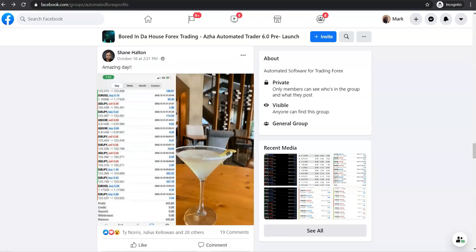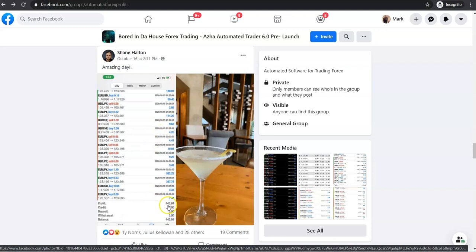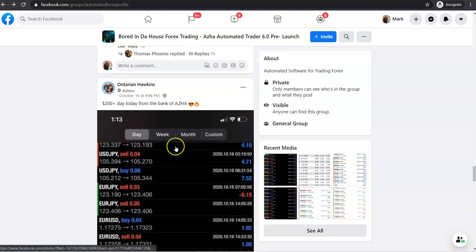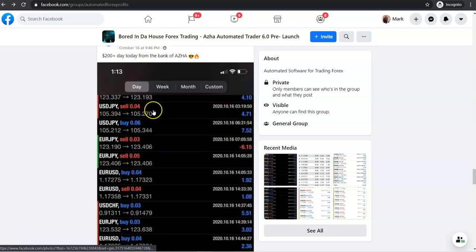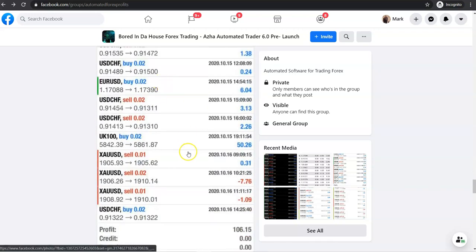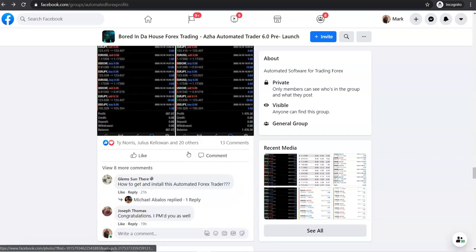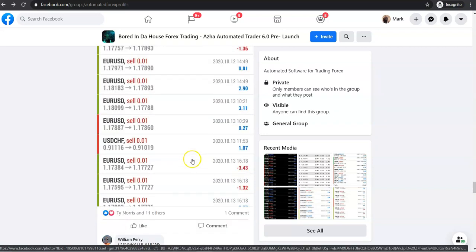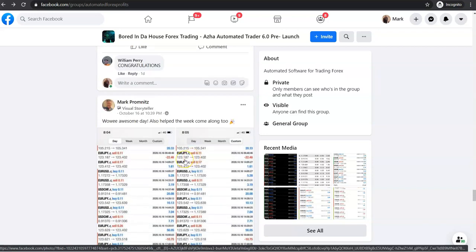Come a bit further down. Someone here, look at this, $444 in a day. But this person here, Shane, he will have probably 10 grand in his account. Come down here, look, we've got another one, 200 plus day today. Further down the page, $100 hands-free, I will take it. So this is inside of the Facebook group. You can go ahead and have a look and check this out. People are always sharing their results in here.